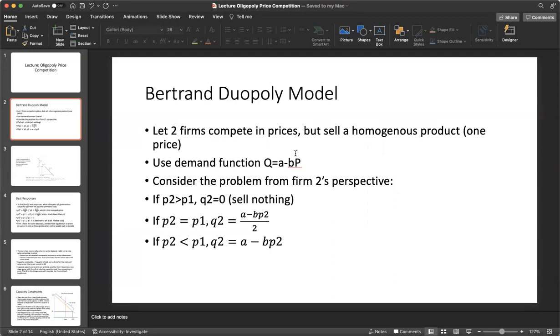Okay, so from firm two's perspective, these are the three possibilities. Okay, whatever the numbers are. Again, remember P1 and P2, these are numbers. If firm 2 sets a price that's higher than P1, what do they sell? Nothing. Because everyone will buy from who?